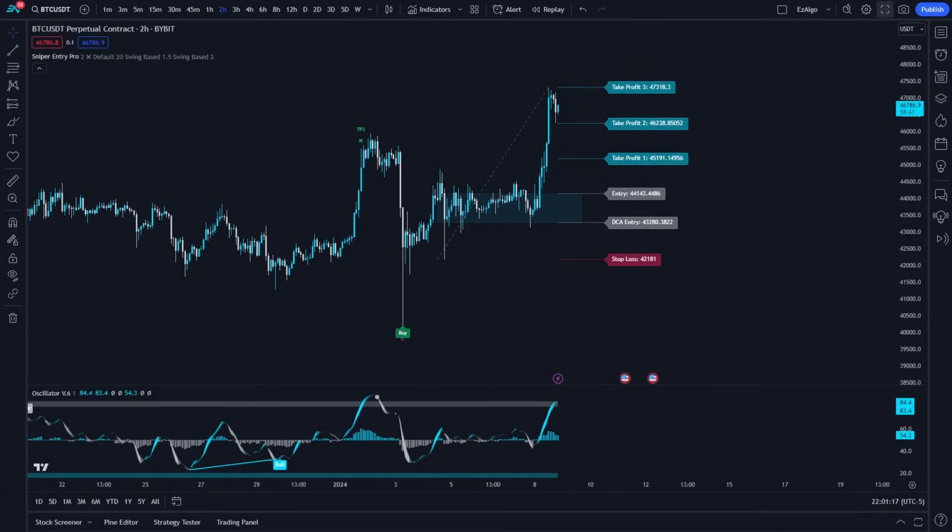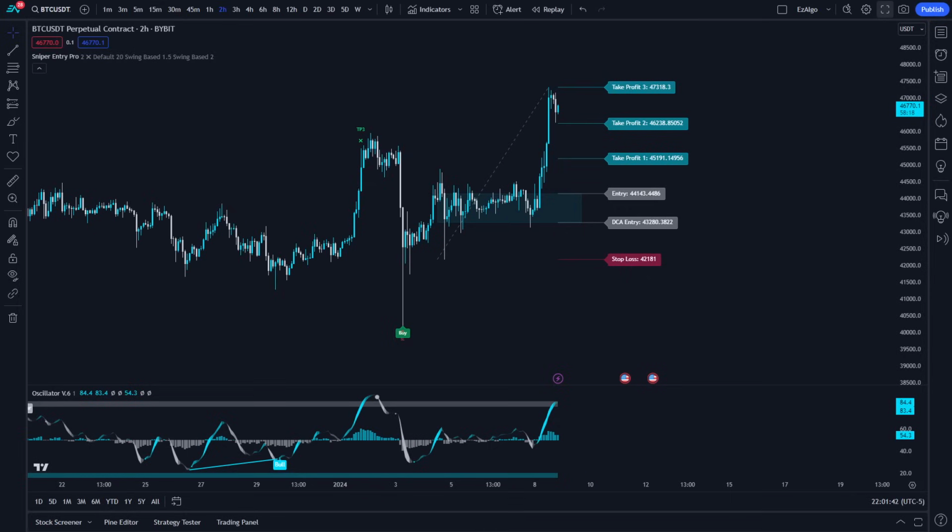Sniper Entry Pro is a premium indicator inside the EzAlgo bundle, and it's also a free standalone indicator that we're releasing to the community, along with a few other things which I'll get into later in this video. But essentially, this combines price action, trend, structure, displacement, key fib levels all into one indicator that will give you the exact entry, DCA entry, stop loss, and take profit levels.